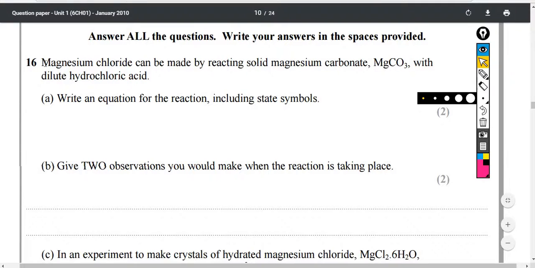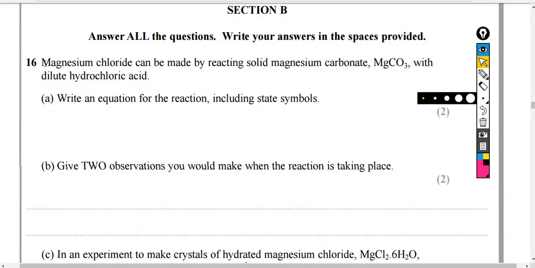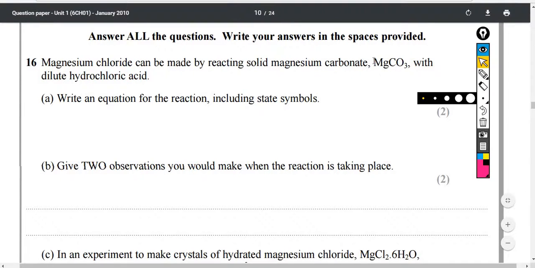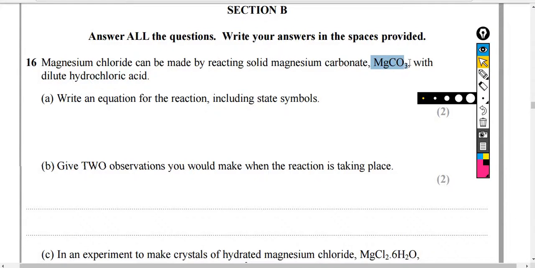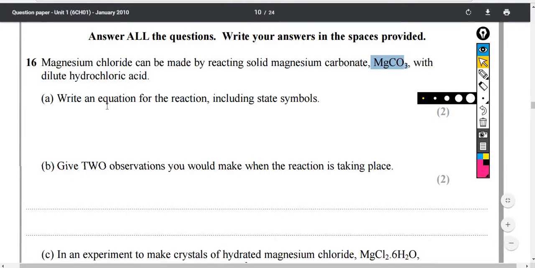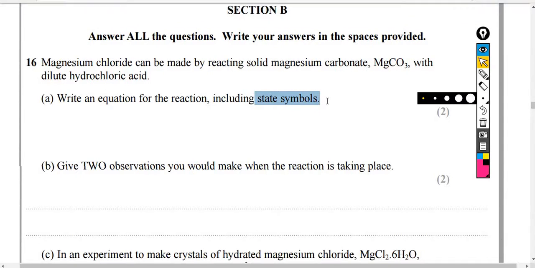So this is the 16th question. It says magnesium chloride can be made by reacting solid magnesium carbonate, which has the chemical formula MgCO3, with dilute hydrochloric acid. Write an equation for this reaction including state symbols. This is very important. Even if they haven't asked for them, it's better if you write the state symbols as well.